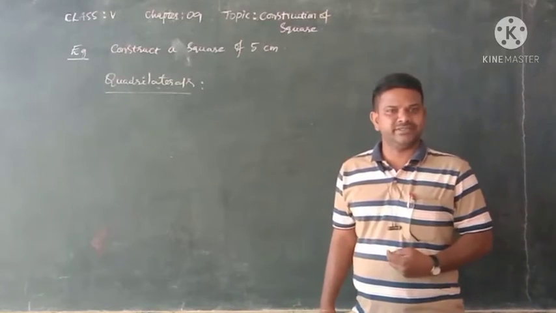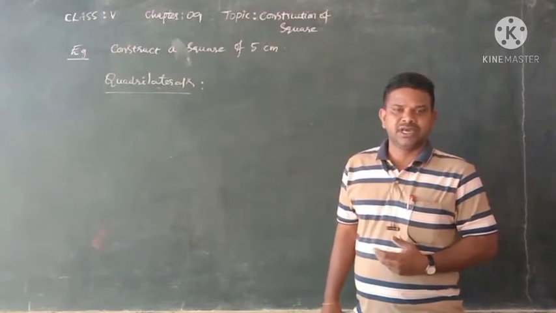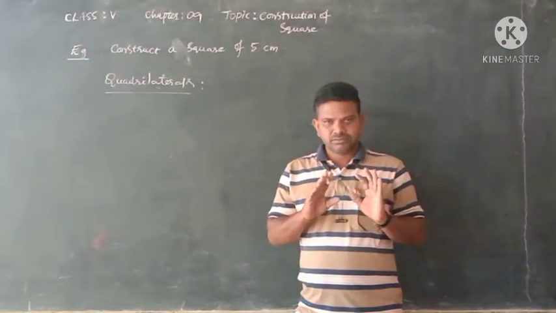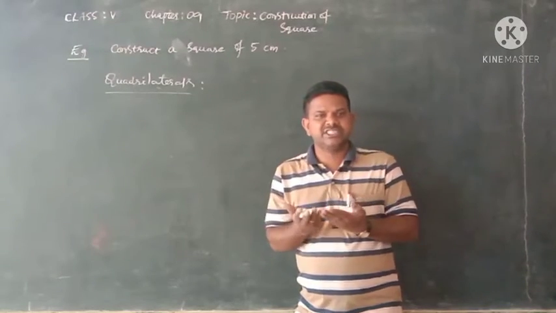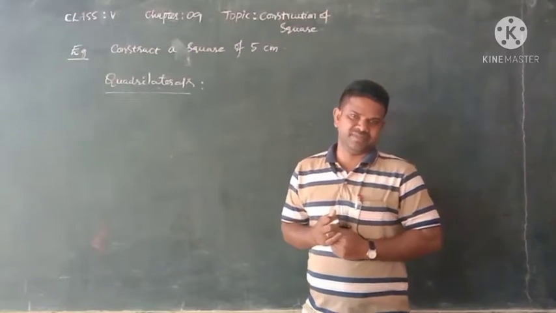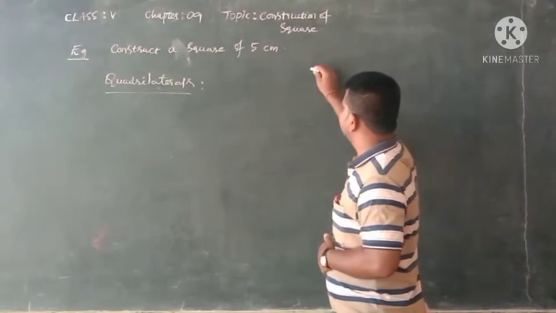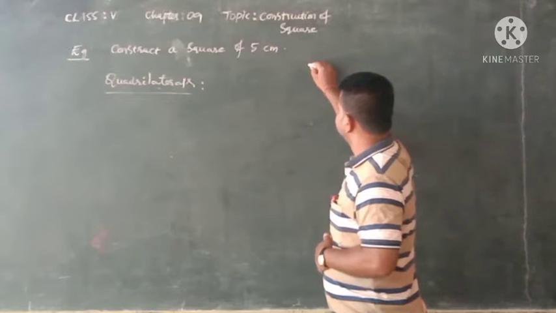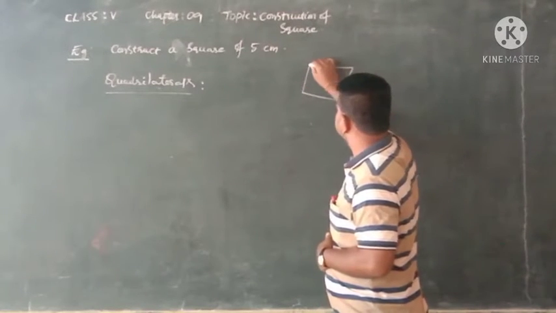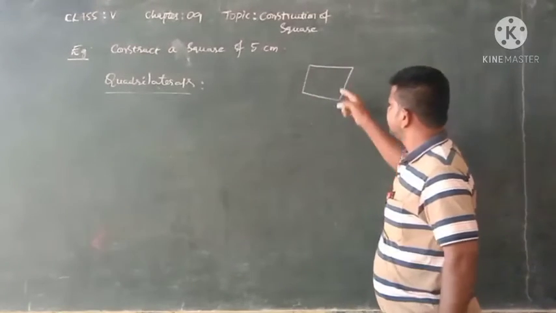So what is a quadrilateral? As we learned, a quadrilateral is the closed figure which is formed by line segments. So what is a closed figure? Yes, this is a closed figure. This is a closed figure. Yes, closed.